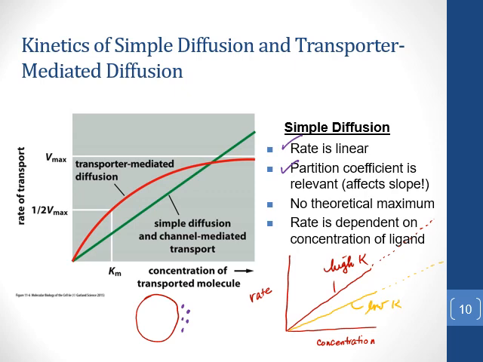So let's think about something that has a really low partition coefficient. Could you get movement across the membrane in a linear fashion? Yes, but your curve may be way down here like this. In other words, you may not get any movement across that membrane until your concentration gets really high.